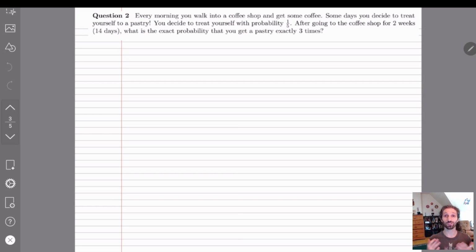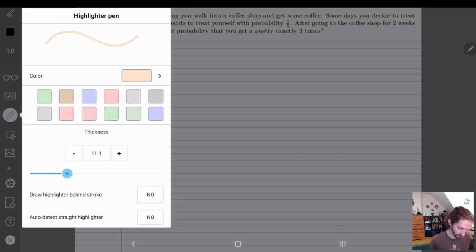Hiya. So for this problem, we're going to look at question 2 from the practice exam for exam 1. Let's break this down and see what is happening here. First, let's look at this question.